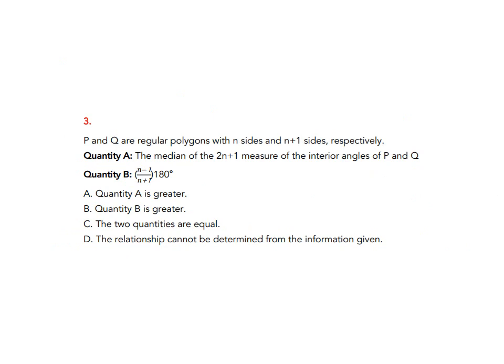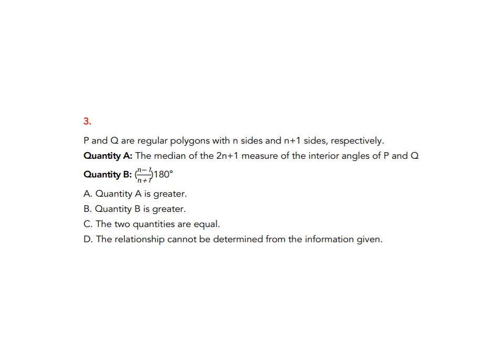P and Q are regular polygons with n sides and n plus 1 sides, respectively. So quantity A requires us to find the median of the 2n plus 1 measures of the interior angles of P and Q. And quantity B is n minus 1 divided by n plus 1 into 180. So take some values. Say n equal to 4, so n plus 1 will be 5. And 2n plus 1 will be 2 into 4 plus 1 equal to 9. So for the 9 values, the fifth term will be the median.